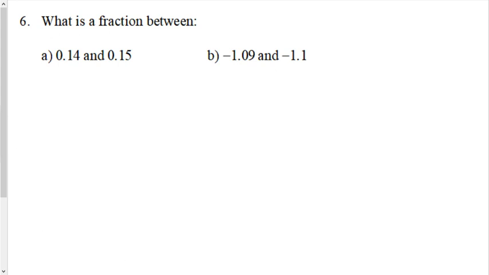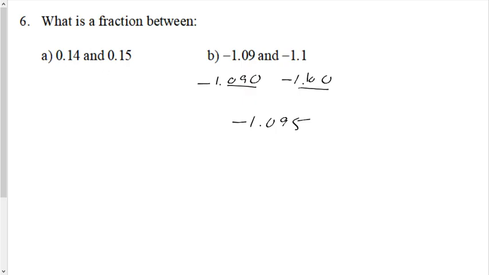The second question says negative 1.09 and negative 1.1. So the easiest thing again is just to add a 0 to the end of it. I still don't know one, so I'm going to add one here and here. So 0.090 and 0.100. I think of this as being 90, and this as being 100. So therefore, the one that would be between there would be that one.